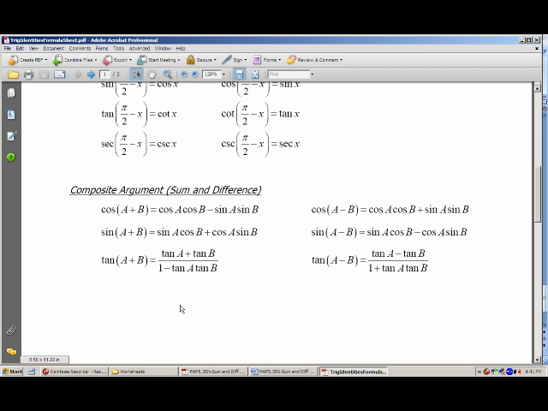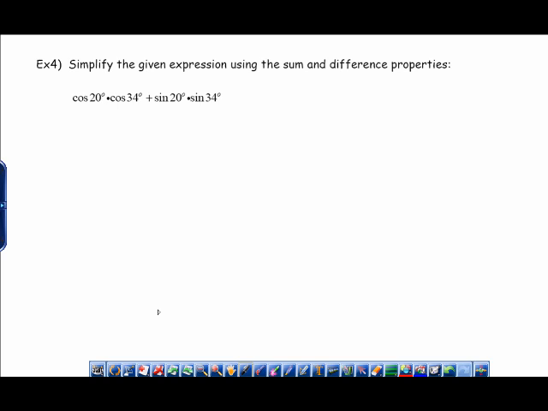So here we go. Here's the composite argument for sum and difference. Notice that you have a sum and a difference for sine, cosine, and tangent, and for the reciprocal identities of cosecant, secant, and cotangent, you can just flip over these identities, and we'll have at least one example of that. So if I look at this, I'm going to go ahead and write it out using A and B. It looks like I have cosine of A times cosine of B, and in this case, A is equal to 20 degrees, and B is equal to 34.